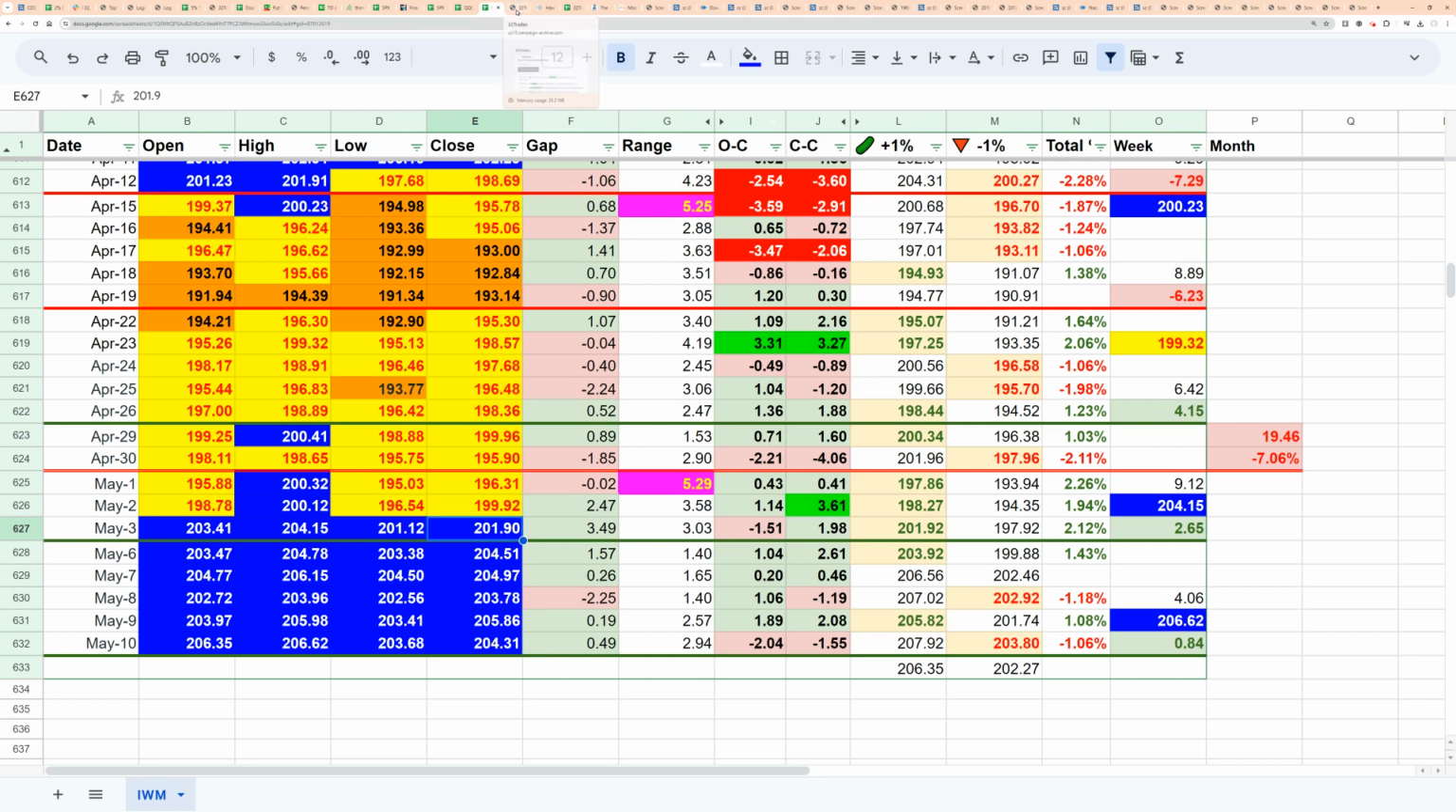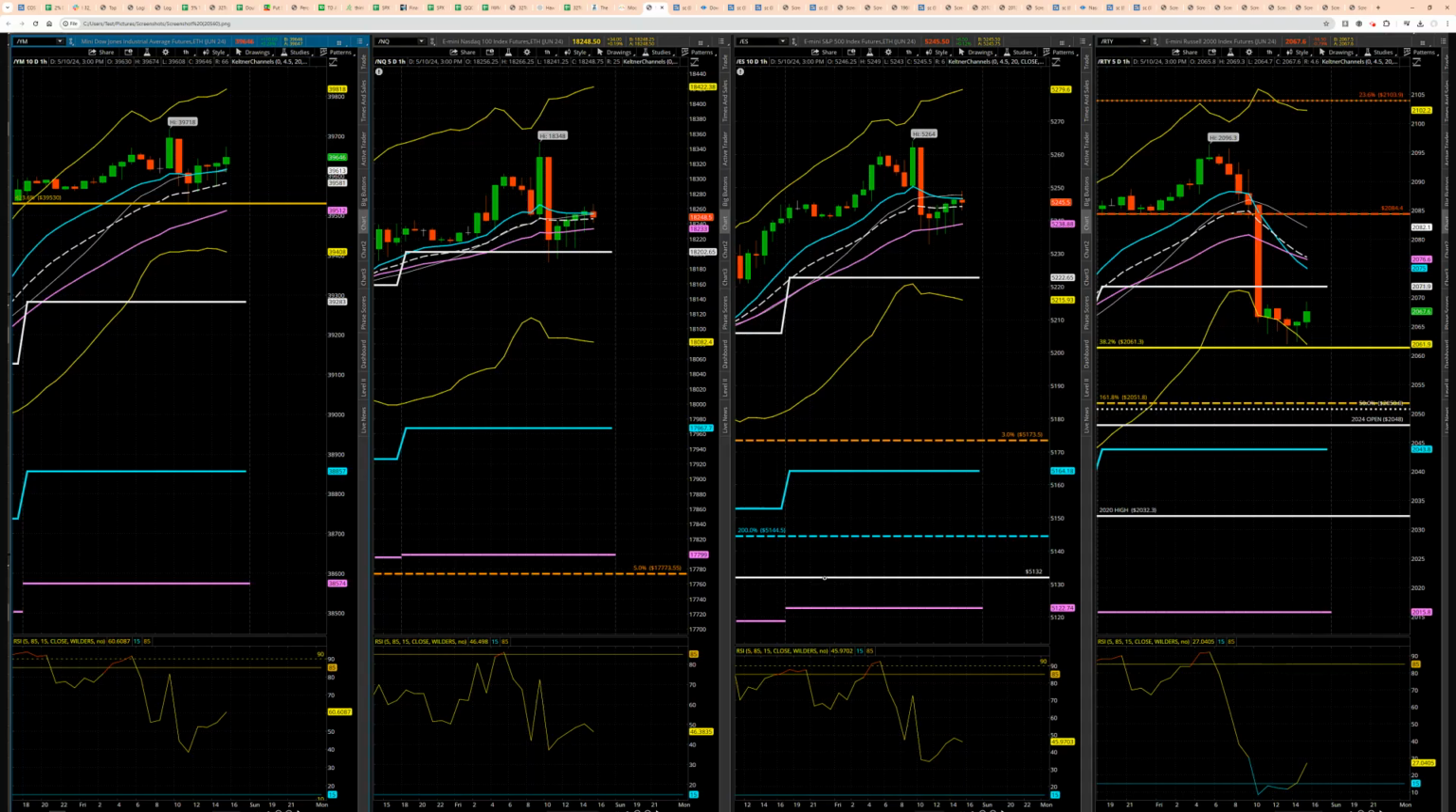Because Thinkorswim is down, I've got to do nothing but screenshots. So I took screenshots before the market shut off, and Thinkorswim wasn't accessible after 8 o'clock, I think it was, on Friday night. Looking here at the futures, nothing whatsoever significant other than you are in the algorithm.